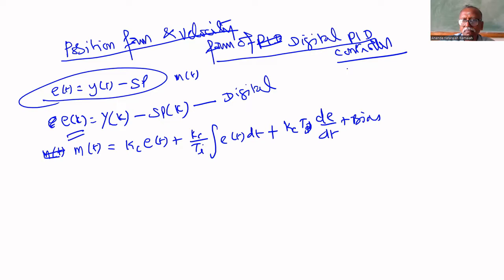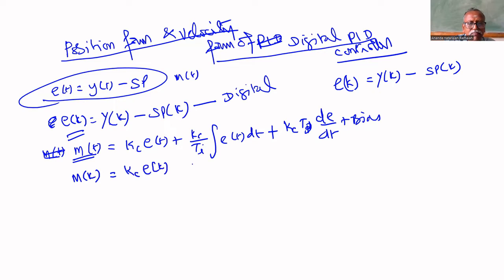E of k is the error at the kth sampling instant, equal to output at the kth sampling instant minus set point at the kth sampling instant. Now replace this in digital form, then you will get M of k. M of k equal to Kc E of k plus Kc by Ti. The integration becomes summation, and summation means we have to multiply by sampling period T: the summation of E of k.